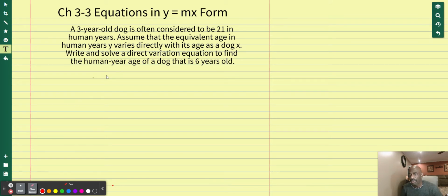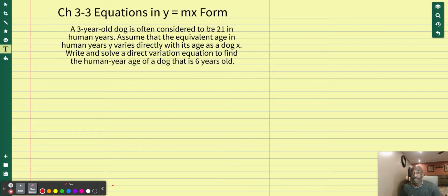Look at what the question says. It says a 3-year-old dog is often considered to be 21 in human years. Assume that the equivalent age in human years, y, varies directly with its age as a dog, x. Write and solve a direct variation equation to find the human year age of a dog that is 6 years old. So there's a lot involved in there.